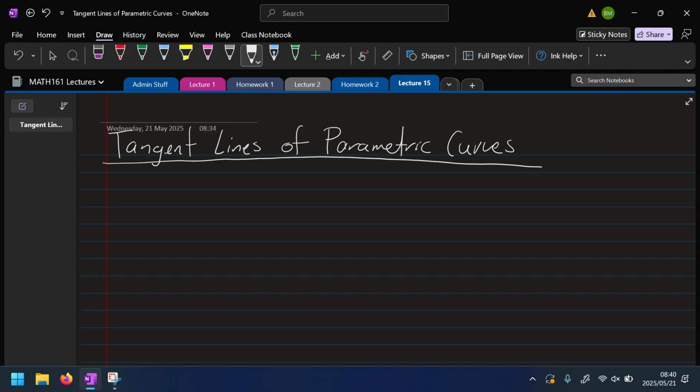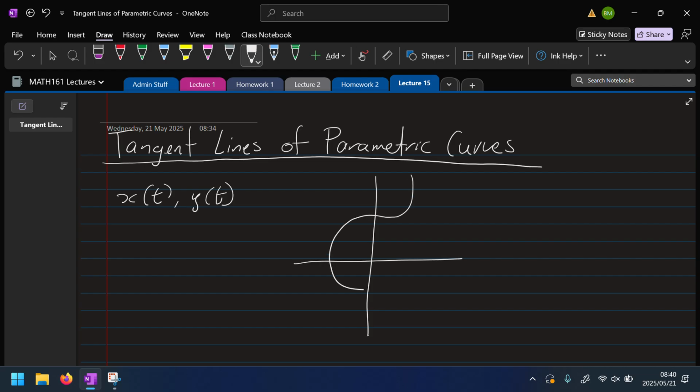Okay, so let's say we have some parametric curve given by x of t and y of t, and maybe it looks something like this. Okay, so we know parametric curves can look quite weird. So let's say we've got this parametric curve here, and at this point over here, let's call that point P, we are interested in the tangent line. There's going to be some tangent line to the curve at point P. What is the equation of that tangent line?